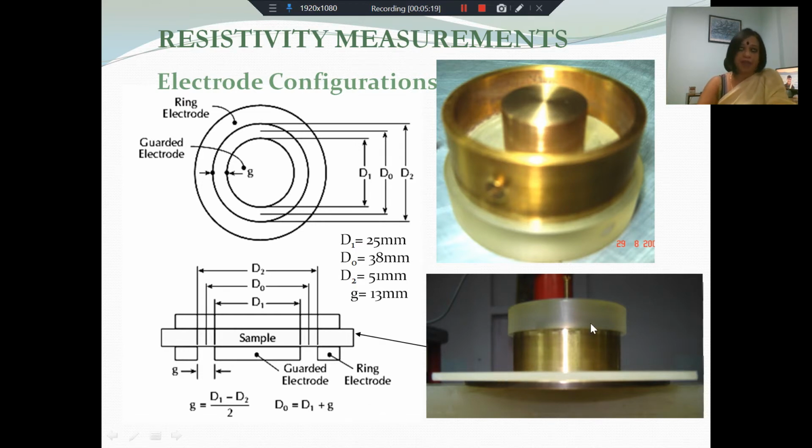We also make sure that the electrode assembly makes good contact with the dielectric material. These are some of the standard specifications for the diameters of the guard and unguarded electrodes, which are taken from the IEC standards.